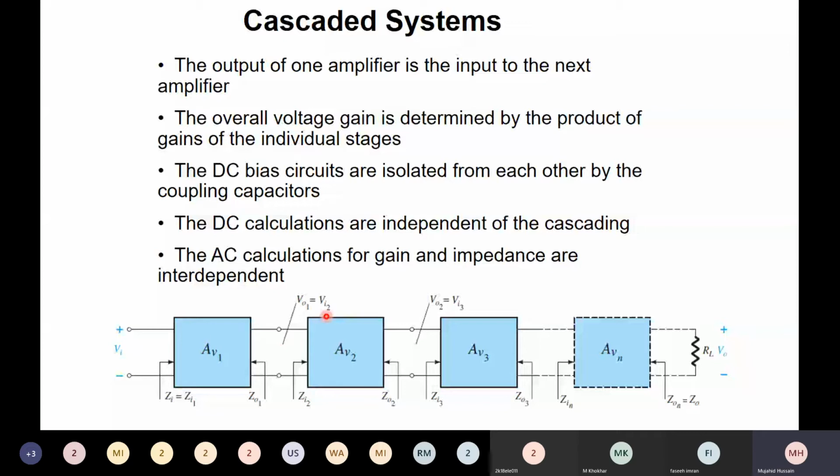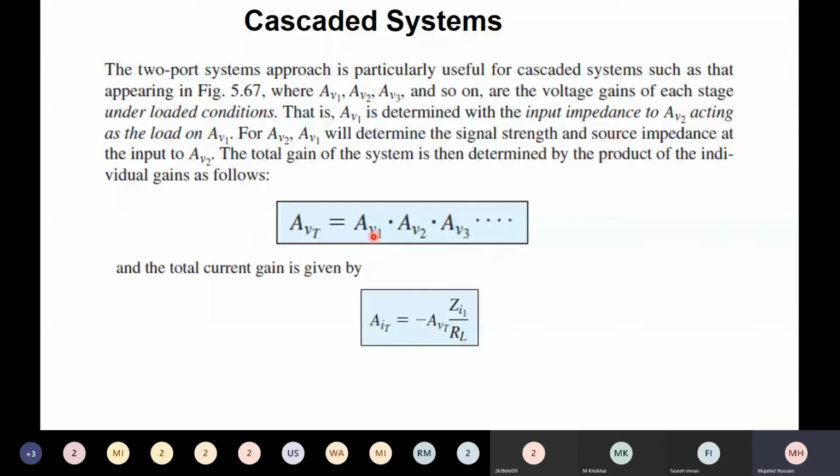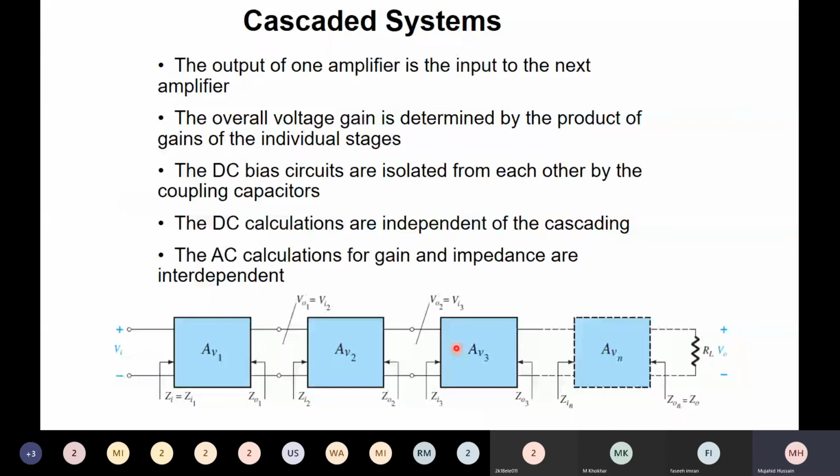So the load resistance is connected at the last stage. Their gains get multiplied with each other, so the overall gain becomes very high. You can see the total gain is the multiplication of the gains of the stages. If there are a lot of stages, they will be multiplied. The total current gain will be calculated from the voltage gain by putting the input impedance of stage 1 and taking the load resistance of the last stage.